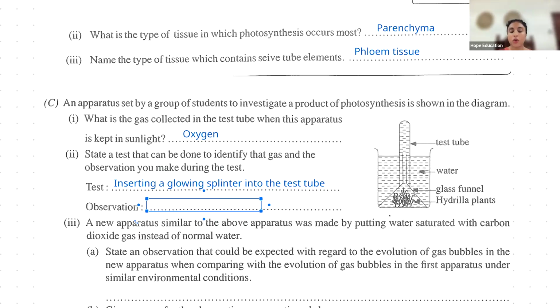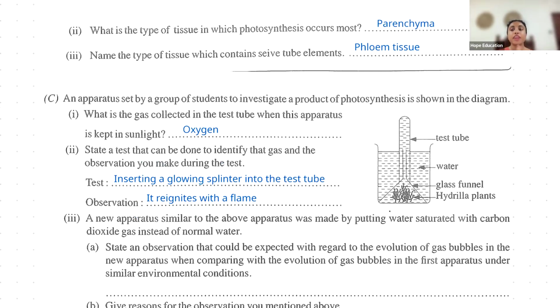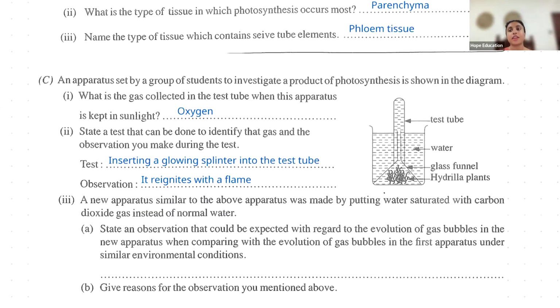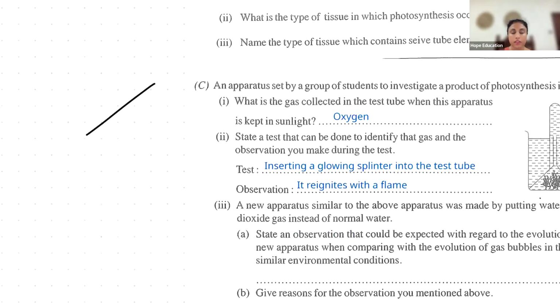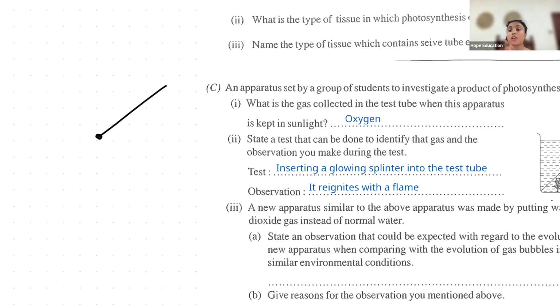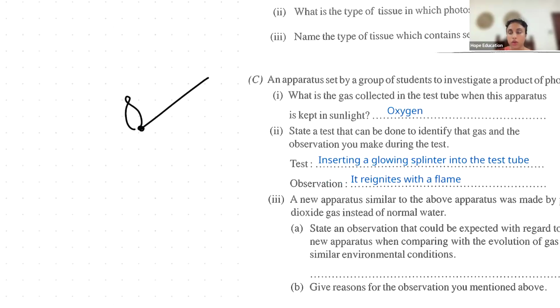That's the answer. You can change the words, but the idea should be the same. The word reignites or relights should be there. Because if you take a glowing splint, like an incense stick, there is only a glow. Relights or reignites means the flame comes back anew. If you put out a flame, it becomes just a glow. But if you introduce it into oxygen gas, it will get the flame back. That's why we say relight or reignite.